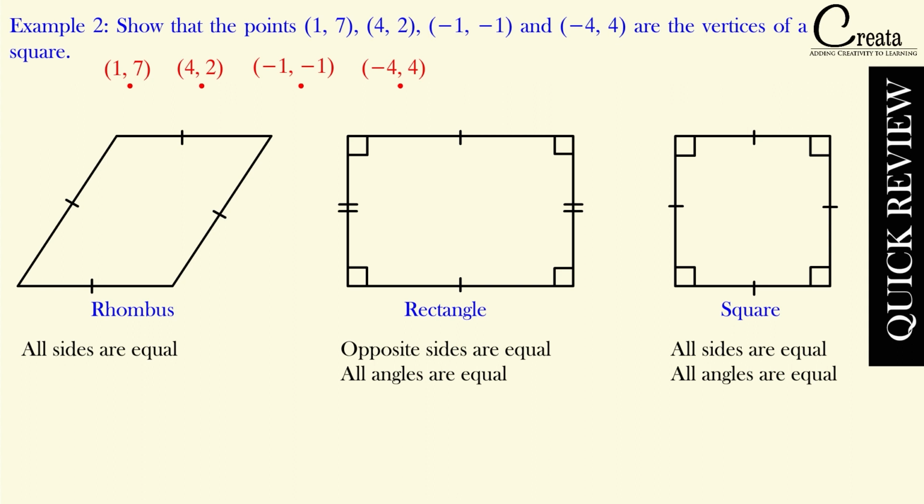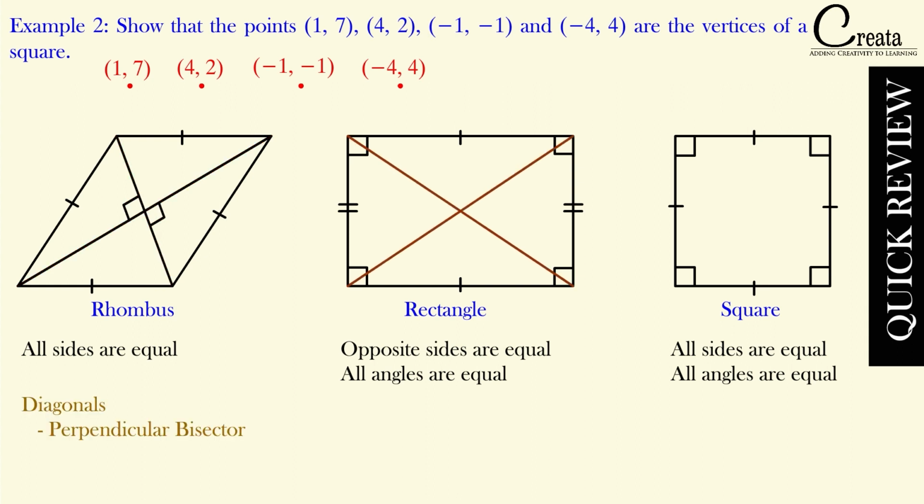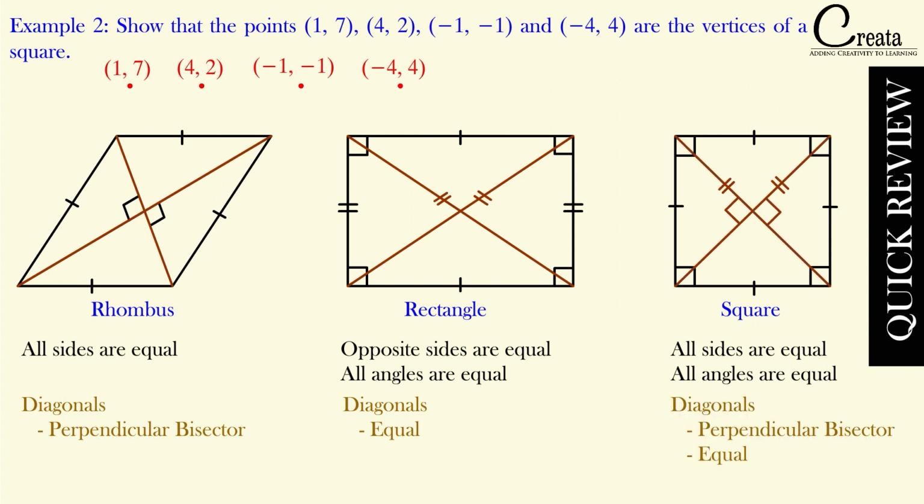Further, regarding the diagonals, which are an important criterion to decide: in a rhombus, the diagonals are perpendicular bisectors. In a rectangle, the diagonals are equal. In a square, the diagonals are equal as well as perpendicular bisectors. So that was just an overview of the different types of parallelograms. Let's proceed with this question.